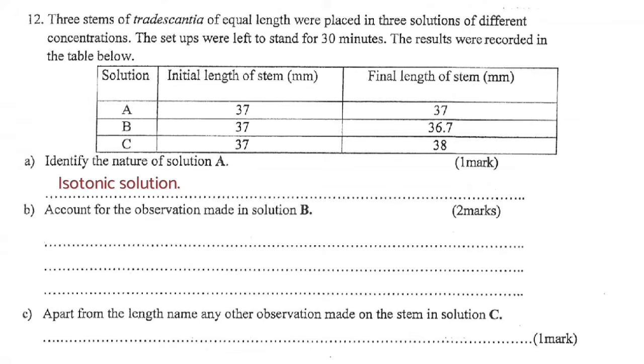Now, what about solution C? Initially, we had 37. Final length was 38, an increase. So this means that solution C was hypotonic. And that is the reason why water molecules moved from solution C to the sap vacuole, causing an increase in the final length. So part A, identify the nature of solution A. This is of course an isotonic solution.